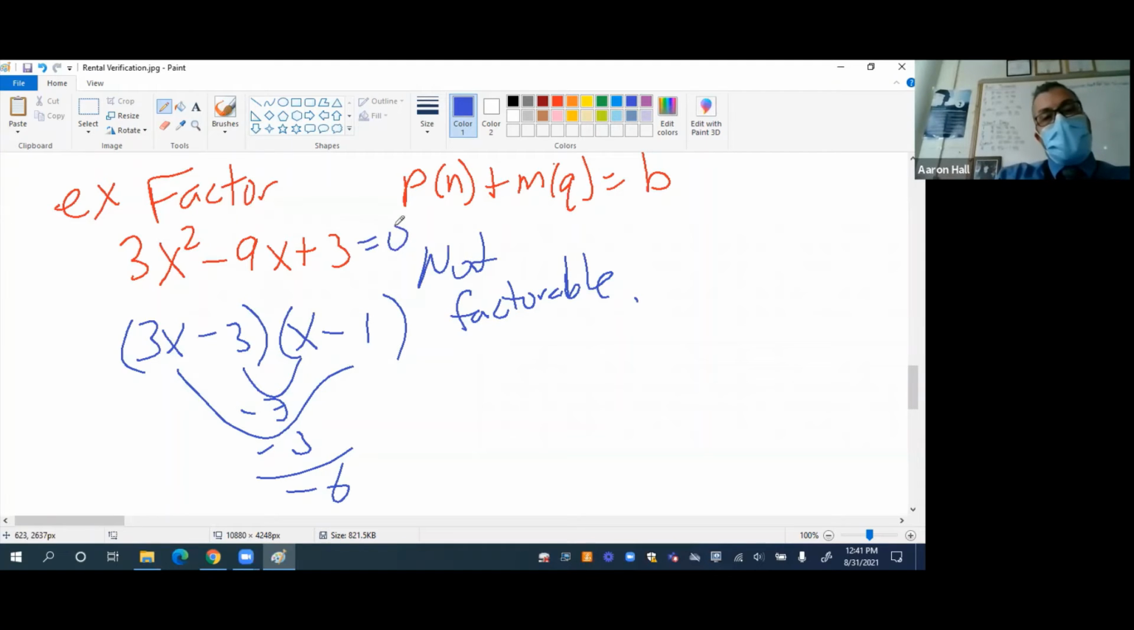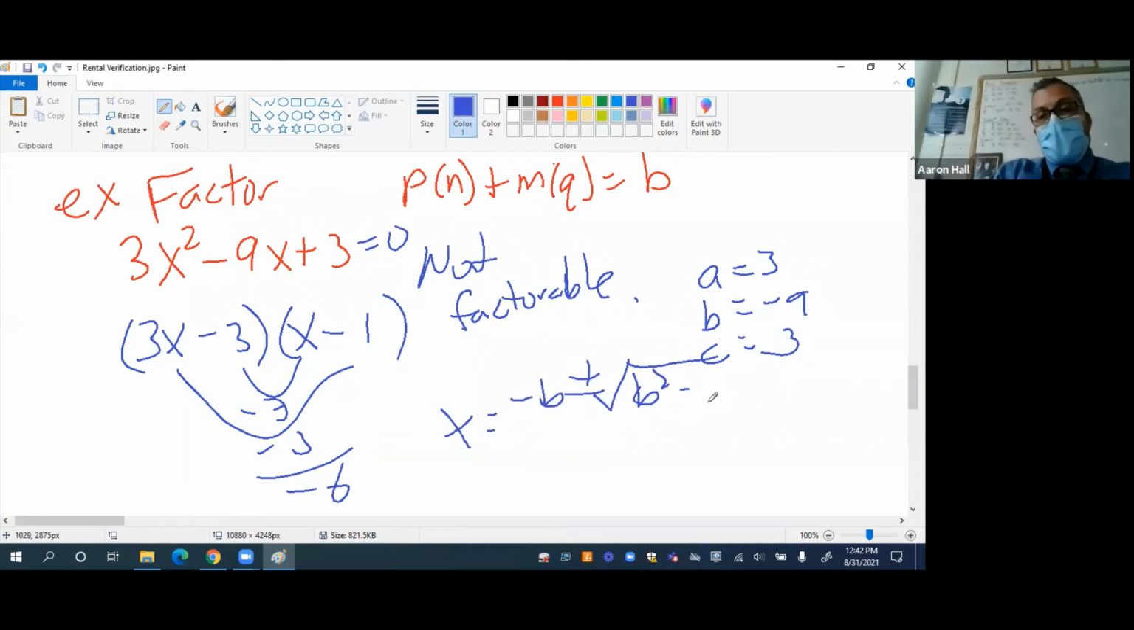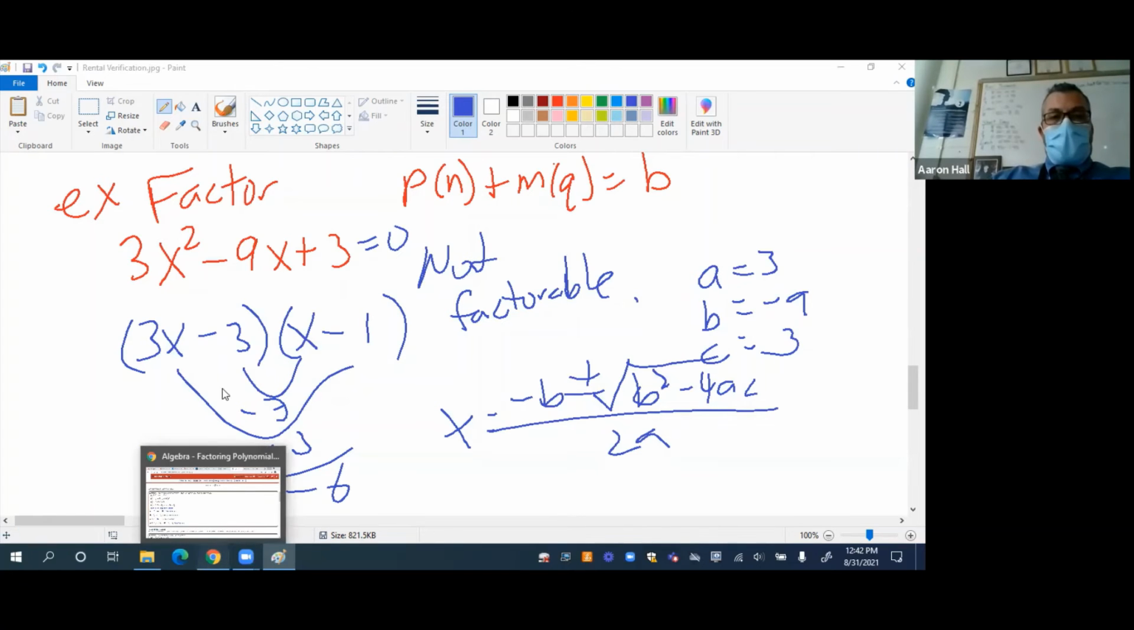how would I solve for this? Quadratic formula. What would be my a, b, c values? 3, -9, and you plug it into what? b squared minus 4ac, divided by 2a. Yeah, just throw it in there and you get your x values. So yeah, that one unfortunately was not even factorable.